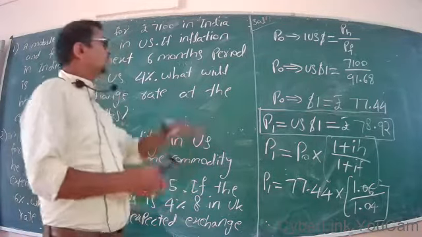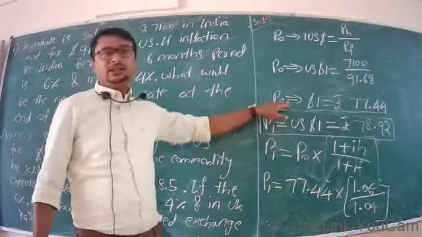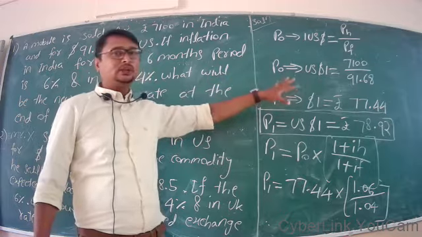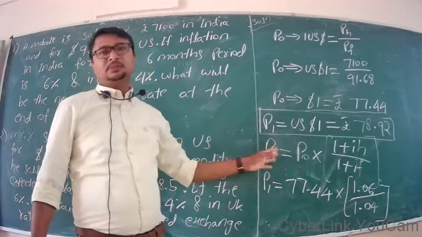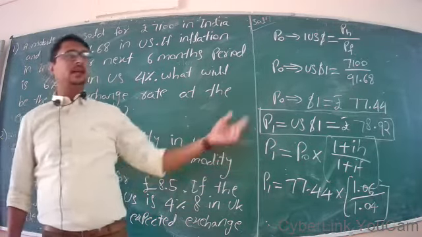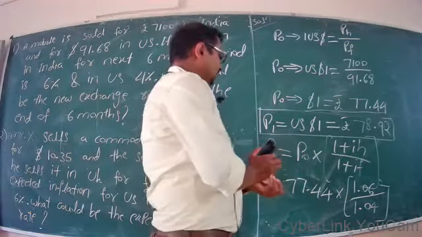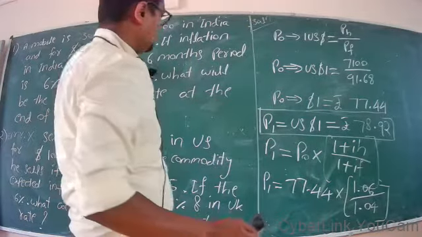So to solve this type of problem, you have to calculate P0 first. Initially, you have to calculate the spot rate, that is P0. Then you can put in the formula: P1, the new exchange rate, is equal to the old exchange rate multiplied by 1 plus inflation in the home country divided by 1 plus inflation in the foreign country. So this is the solution for the first problem.